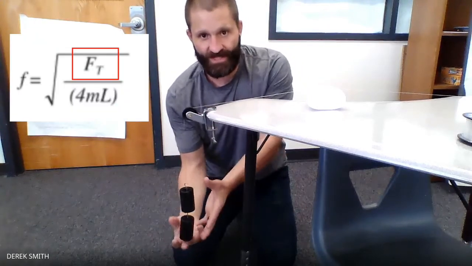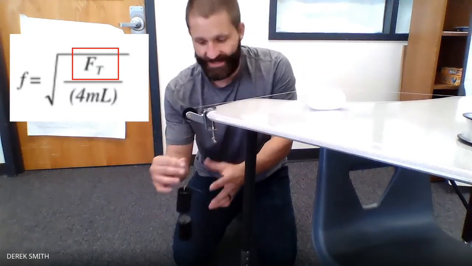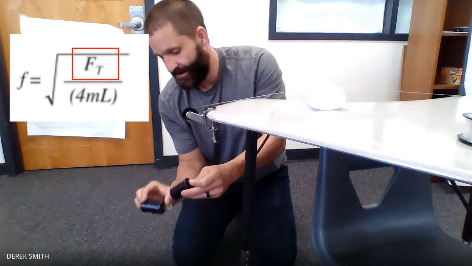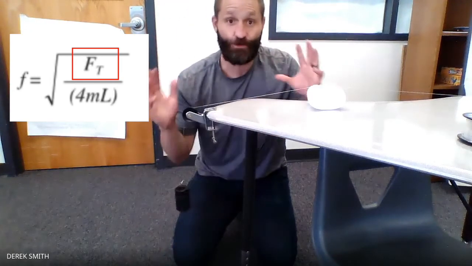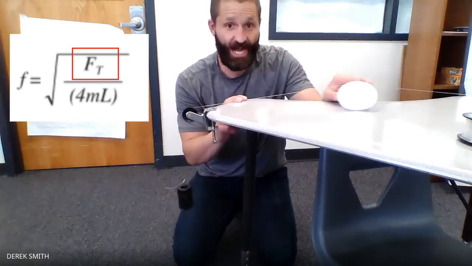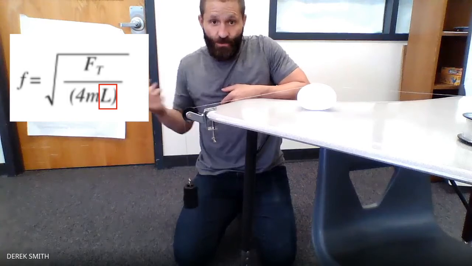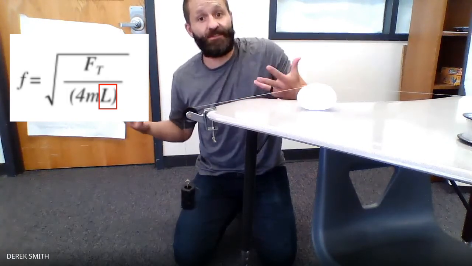We have a string, we have a cup. Here's the string. The force of tension is pulling the string down, pulling it tight. So I'm going to take off one of these masses right here. That's going to decrease the tension. I can adjust the length of the vibrating string. That's what you do in a guitar when you move your hands. You're adjusting the length of the vibrating string.